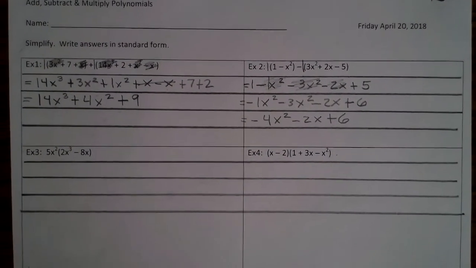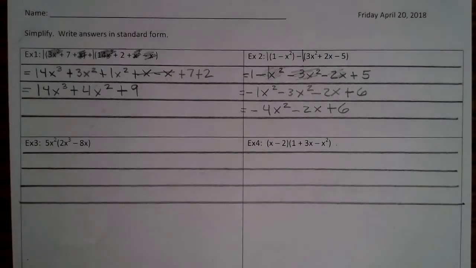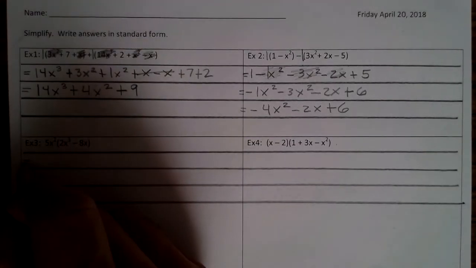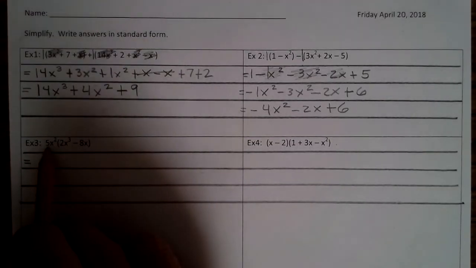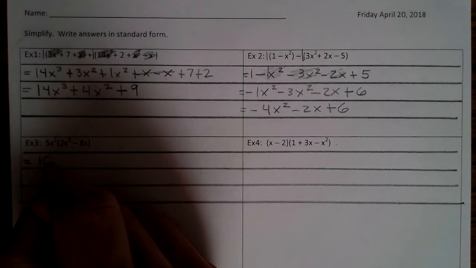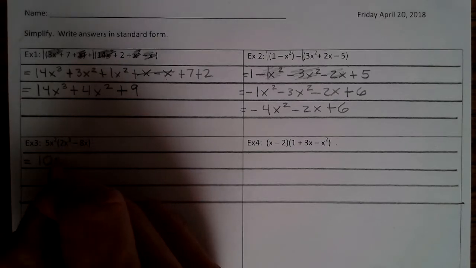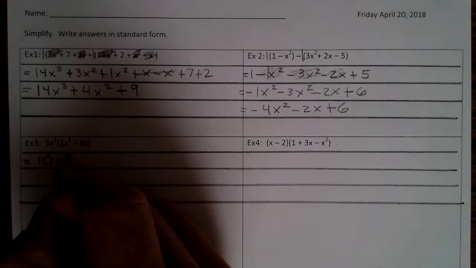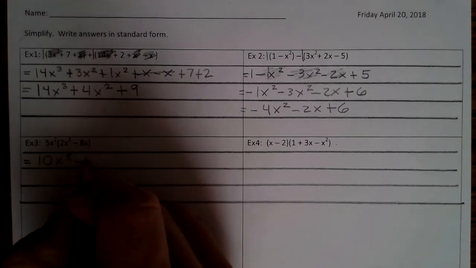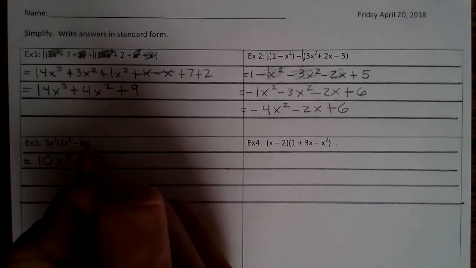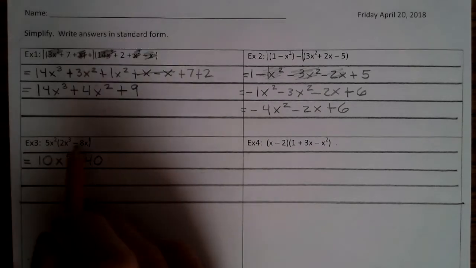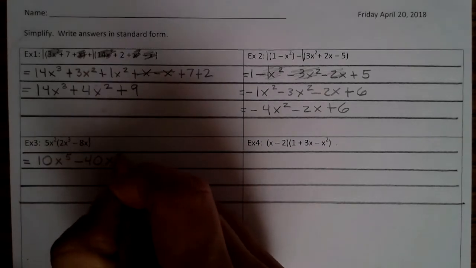All right, now let's take a look at example 3. So we distribute first. So here, 5 times 2 is 10. When you multiply exponents, you add them. So x squared times x cubed is 2 plus 3, x to the 5th. And then 5 times negative 8 is negative 40. X squared, this is a 1. So 2 plus 1 is 3. So x cubed.